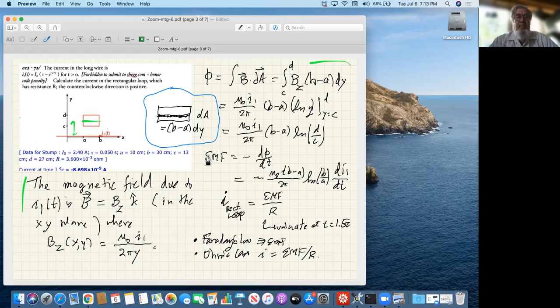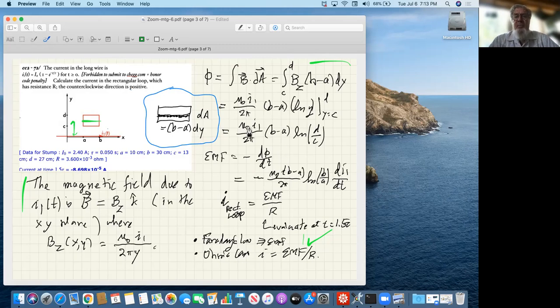And now the electromotive force around this rectangle is minus d phi dt. That's Faraday's law. So a time-dependent magnetic field, time-dependent magnetic flux, is going to imply electromotive force by Faraday's law.